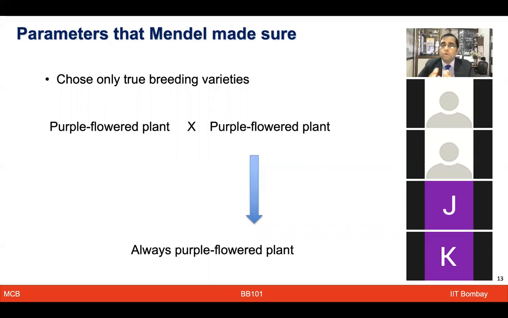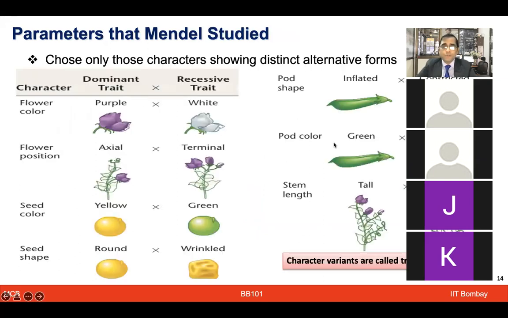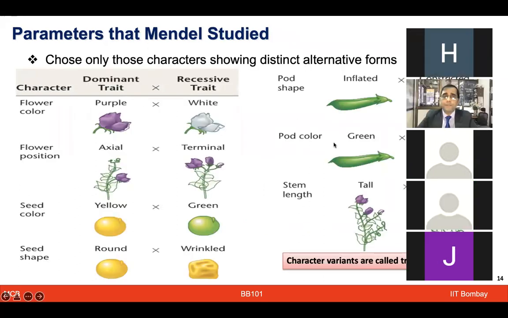It means they are not going to segregate into purple and white or white and purple, or tall and dwarf. They will be consistent with that trait. This is what is known as the true breeding variety. Some of you have also asked to explain this question or the concept.